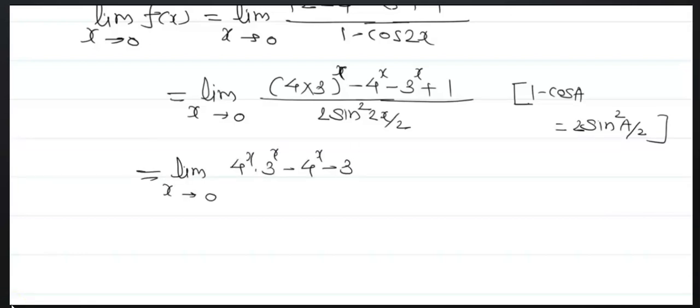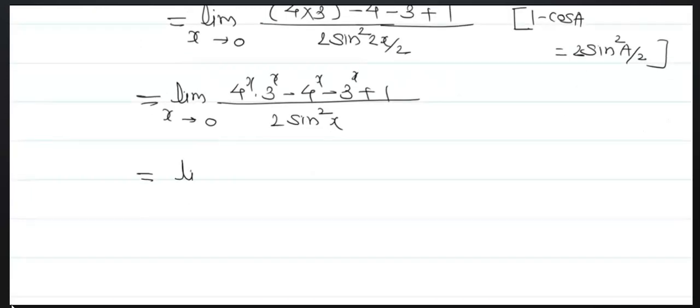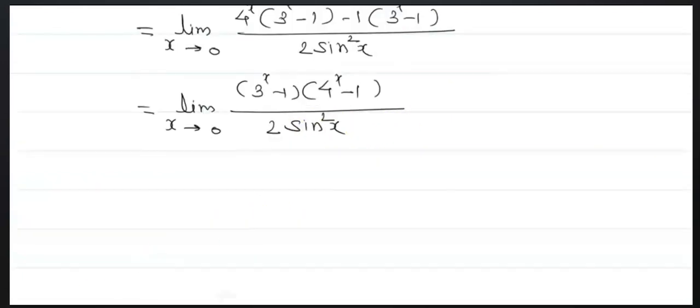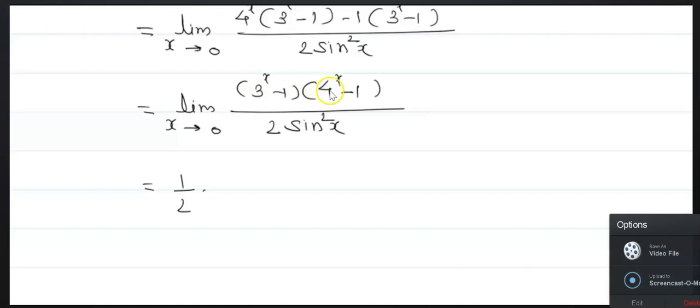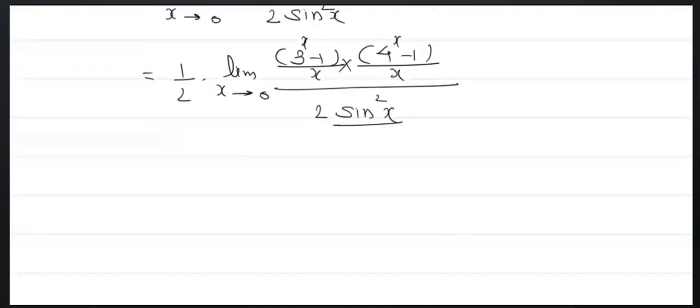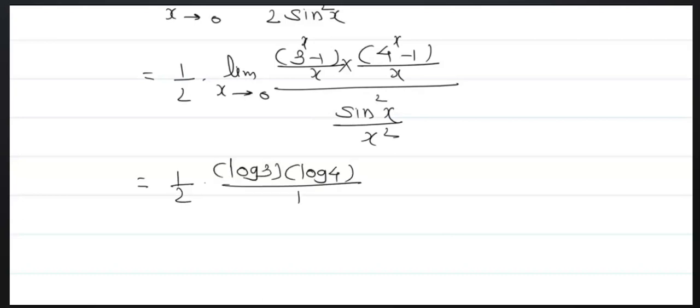limit x tends to 0, 4 raised to x into 3 raised to x, that is, upon 2 sin square x. Limit x tends to 0, 4 raised to x in bracket 3 raised to x minus 1. Minus sign is common. Therefore, you will get 3 raised to x minus 1 into 4 raised to x minus 1 upon 2 sin square x. Now divide numerator and denominator by x square. That is 1 upon 2, limit x tends to 0, 3 raised to x minus 1 upon x, 4 raised to x minus 1 upon x, sin square x upon x square. That is 1 upon 2 log of 3 into log of 4 upon 1, that is 1 square.